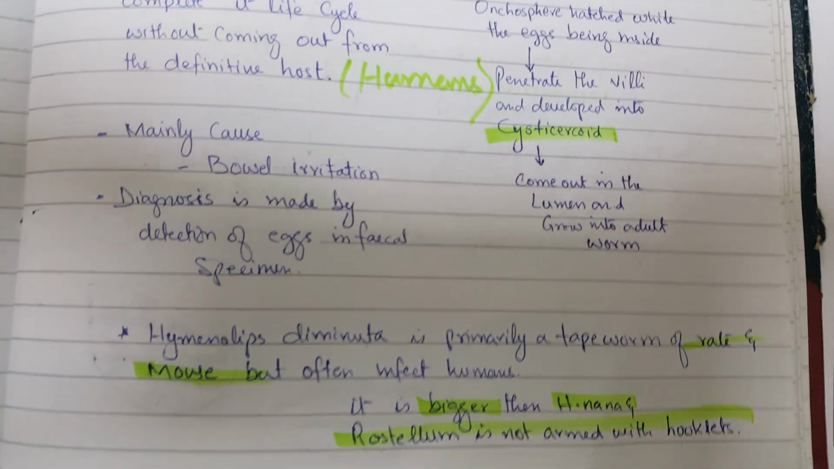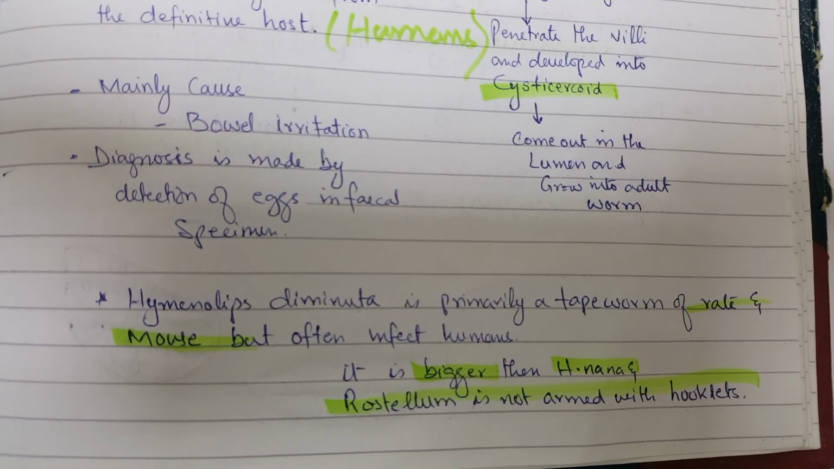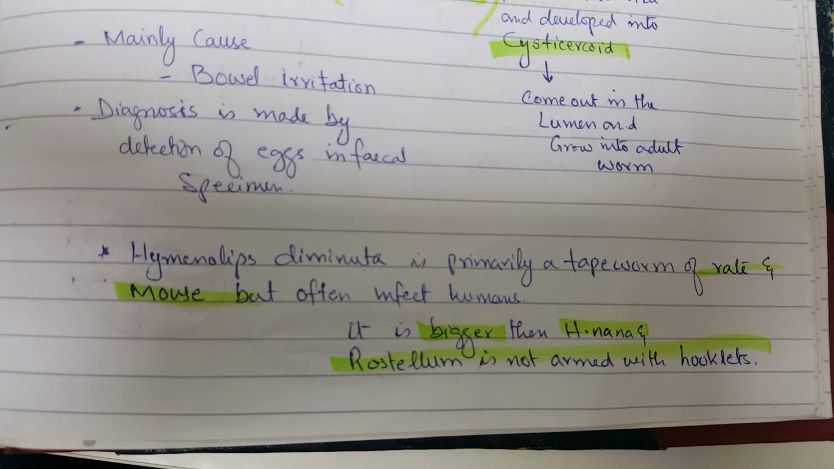Diagnosis is made by the detection of eggs in the fecal specimen. Hymenolepis diminuta is primarily a tapeworm of the rat and the mouse, but often infects humans. It is bigger than H. nana, and its rostellum is not armed with hooklets.